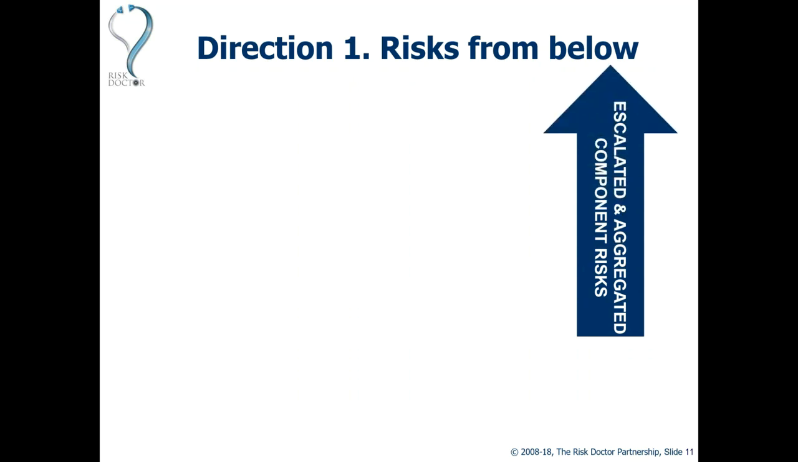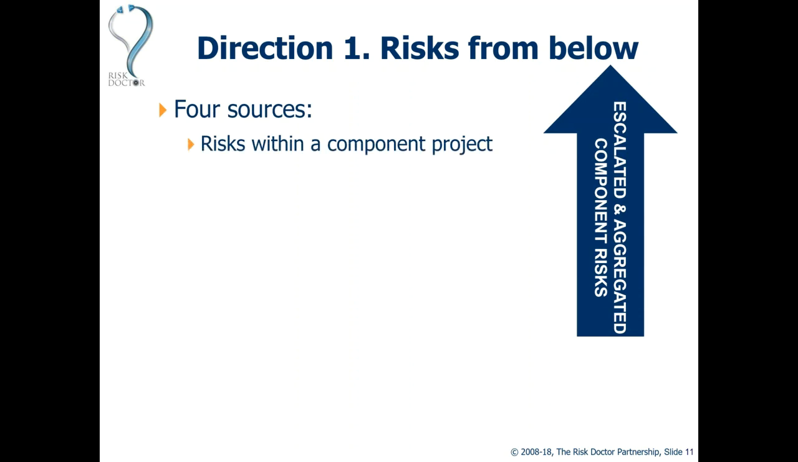What kind of things are we thinking about? Well, when we're thinking about risks that are escalated and aggregated from the components which make up the program, there are four basic sources. If we think about the projects that are contained within our program, sometimes we have large project risks whose impact is so big that it doesn't just affect the project, but if this risk occurred either for good or for bad, threats or opportunities, it would also affect our ability to achieve the program objectives. So large project risks need to be aggregated.